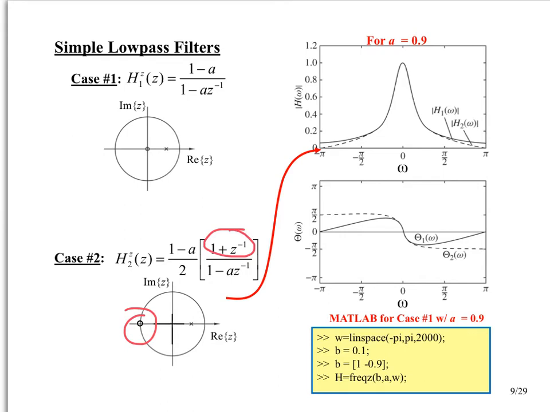And again, it might be easier for you to multiply top and bottom by z. Then you see that the numerator is z plus 1 and the denominator is z minus a. So you can see how we get that 0 and that pole. And so now if we compute this, we get this curve that comes right down and goes to 0 at omega equal to plus and minus pi.